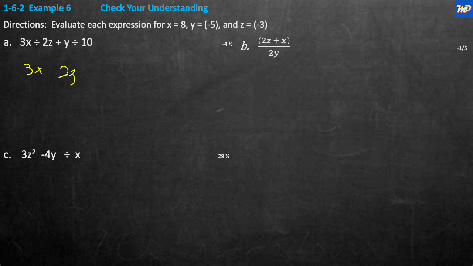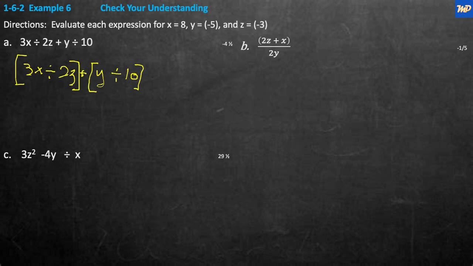3x divided by, right here, plus y divided by 10. So there's two divisions and separated by a plus sign. So that means you're going to do everything from here to here and here to here first before you do any adding and subtracting. You have to do the multiplication and or division first. So what do we have?